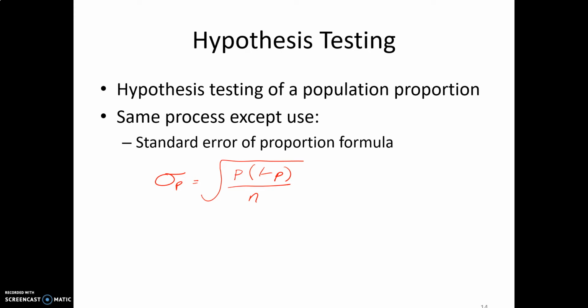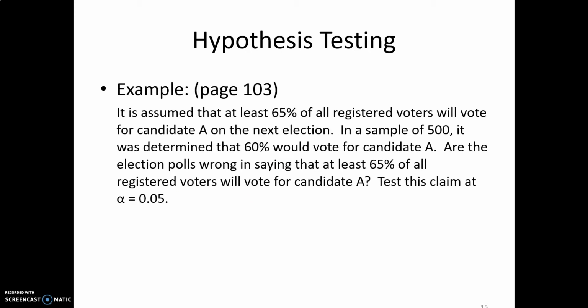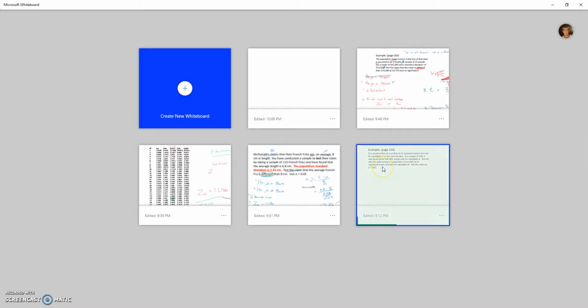So let's go into an example. This is an example on page 103. At least I hope it's on page 103. This one states that it is assumed that at least 65% of all registered voters will vote for candidate A in the next election. In a sample of 500, it was determined that 60% would vote for candidate A. Are the election polls wrong in saying that at least 65% of all registered voters will vote for candidate A? We're testing this claim at 5%. Let's go into this example here.